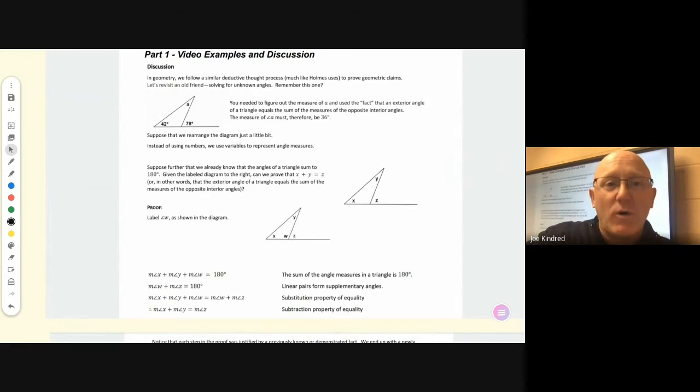In this video, we're going to look at examples and discuss this idea of proving something through deductive reasoning. And so the first thing that we're going to look at, and they prescribe to us here in this first example, is the idea of the remote interior angles being equal to an exterior angle.